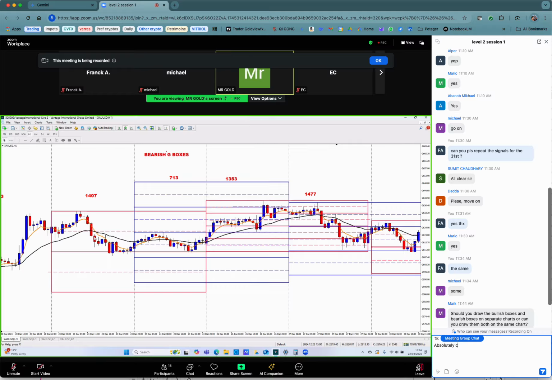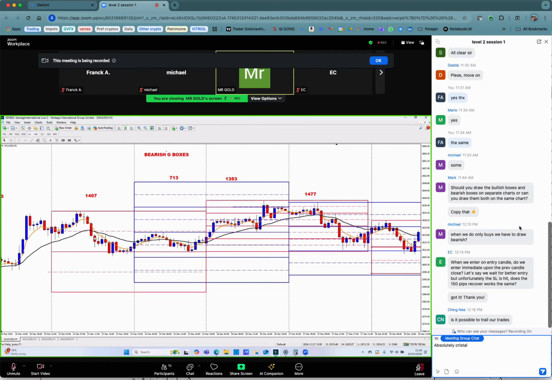Is it possible to trail our trades? That's your personal choice. It's your personal choice if you want to trail. It has nothing to do with the signal. The signal has given you the gap. You've got your TP. If you now want to chase the momentum without any signal gaps, then that's your personal choice.